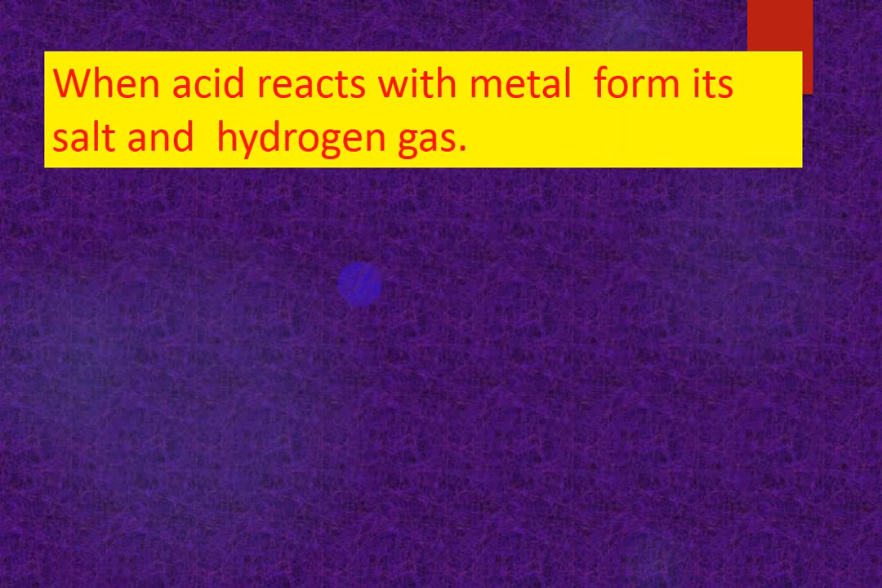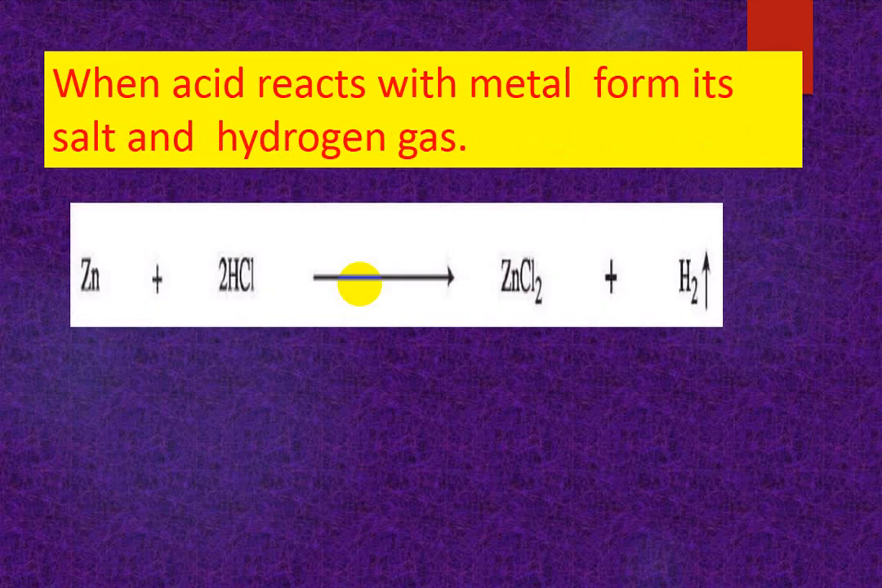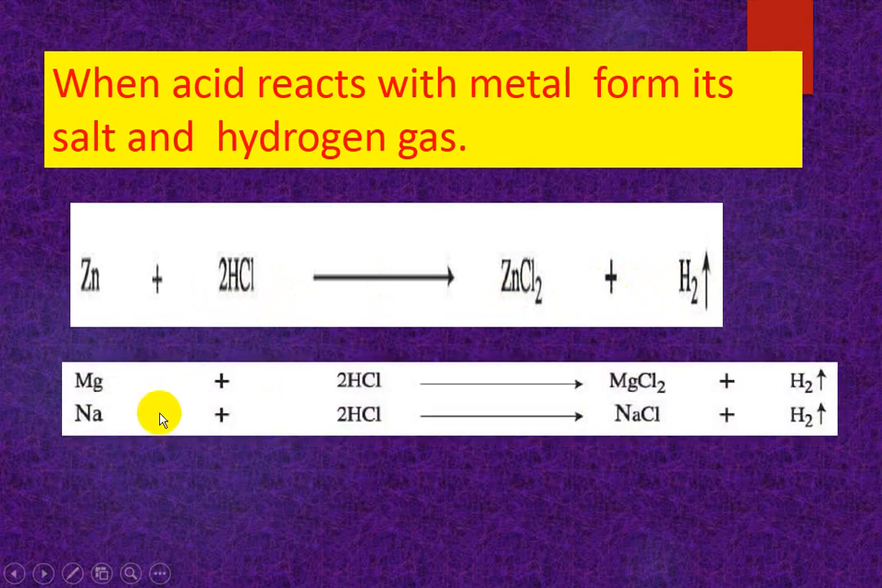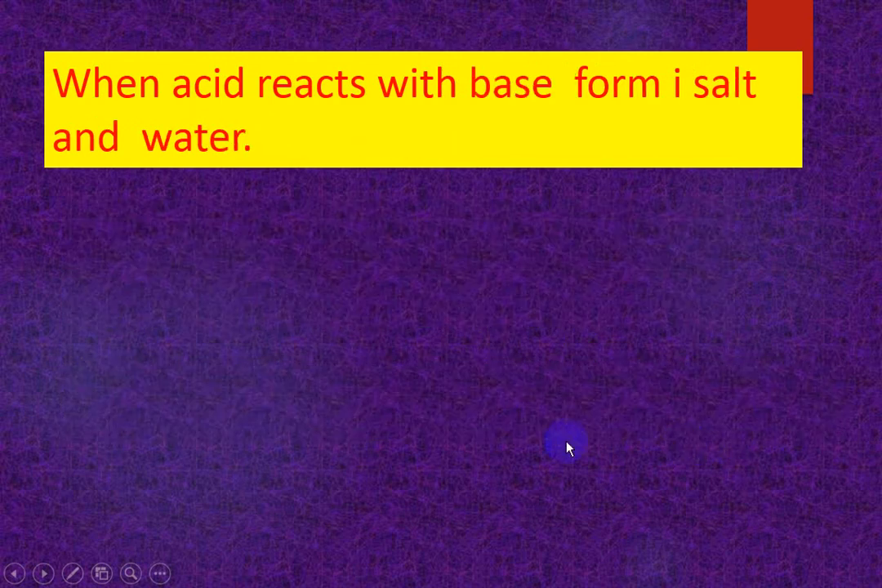When acid reacts with only metal, it forms its salt and hydrogen gas. Like acid reacting with zinc metal forms its salt, zinc chloride, from zinc here and the negative radical from the acid, and hydrogen gas. So when acid reacts with metal like magnesium, it forms magnesium chloride and hydrogen gas. Sodium metal reacting with acid forms sodium chloride salt and hydrogen gas.